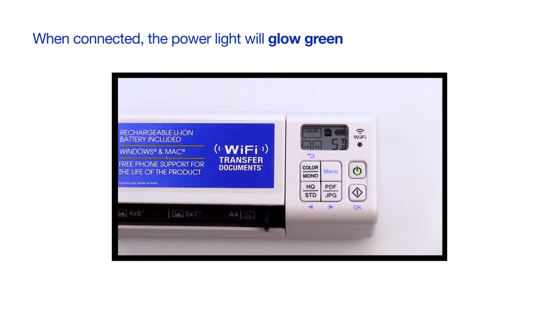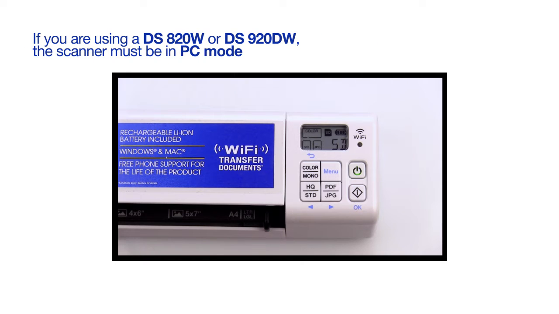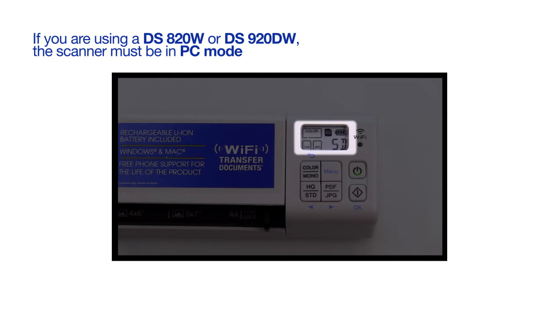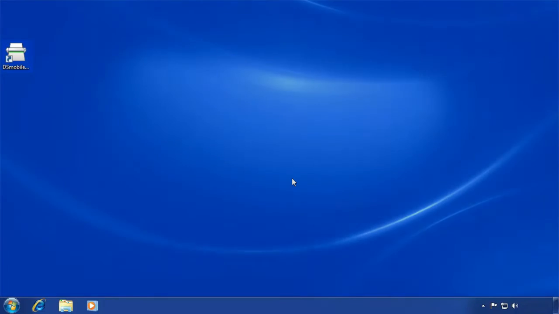Once the scanner is connected, the power light will glow green. If you're using a DS-820W or a DS-920DW, you'll need to ensure the scanner is in PC mode. The current mode is visible on the scanner display. To change the scanner mode, press OK until the display reads PC. Now the scanner is ready.